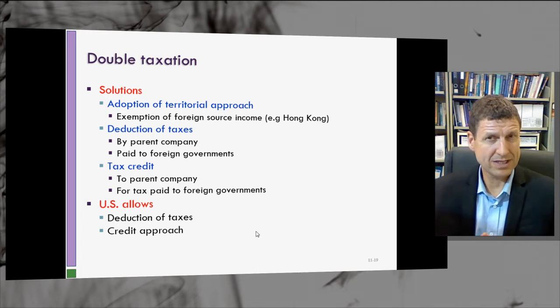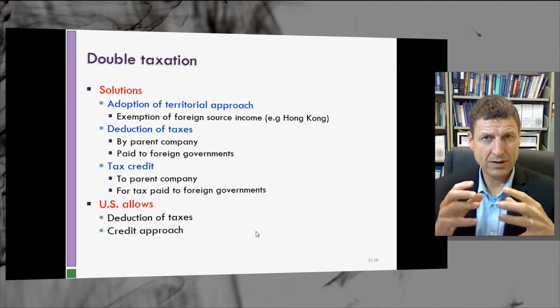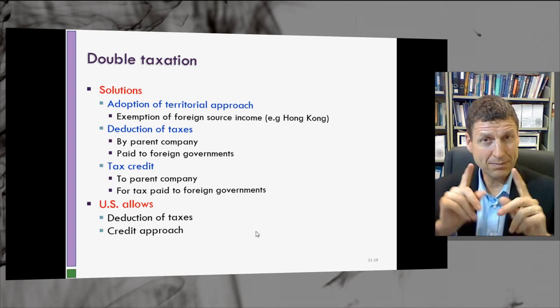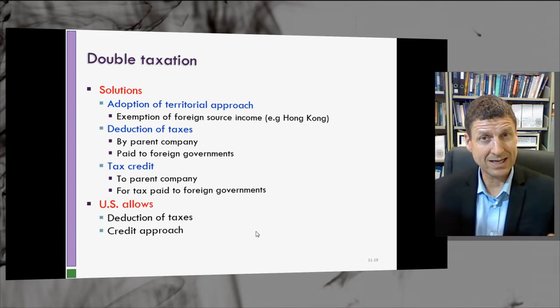There's the adoption of a territorial approach. For example, Hong Kong has adopted this. That is, you're a resident in Hong Kong, but if you earn money outside of Hong Kong, then you don't have to pay tax on those earnings outside of Hong Kong. You may have to pay tax on those earnings in the other country where you earn it, but you don't have to pay it in Hong Kong.